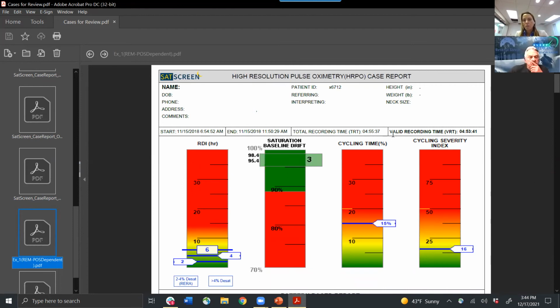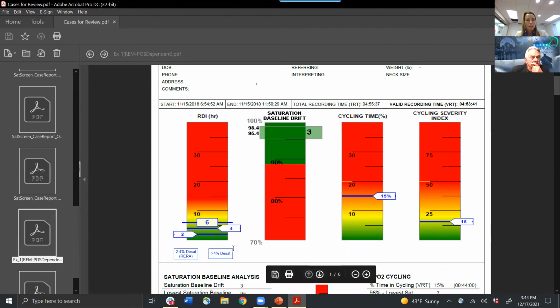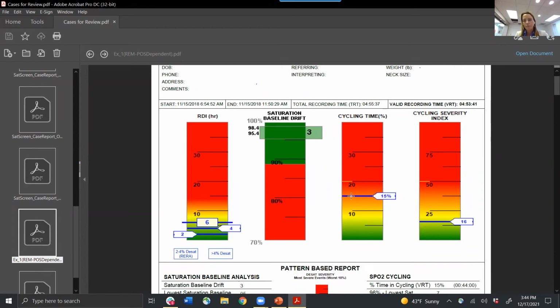So in this situation, we have a valid recording time of 4 hours and 53 minutes. So it's above that 4-hour baseline that we're looking for. Our RDI is 6 overall, so 2 to 4% DSATs per hour. 4 of those major events are greater than 4% DSATs per hour. High saturation baseline drift, and relatively mild to moderate cycling time, mild to moderate ventilatory instability associated with mild severity.